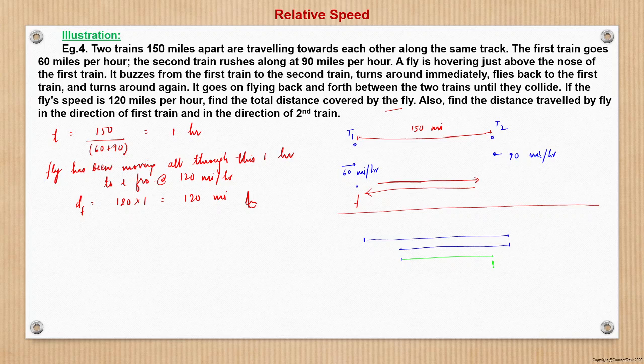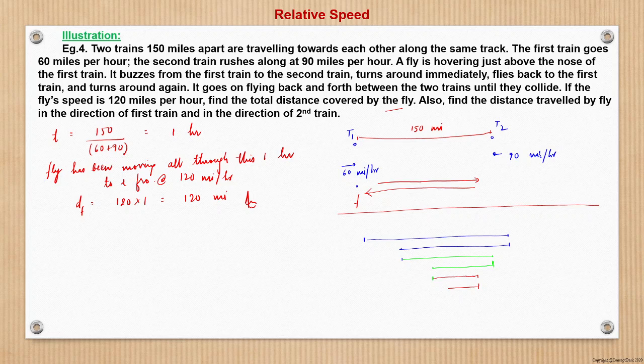From here it will again come back, and suppose it meets the first train for the second time here, right? From here it will again move towards the second train, and the second train hits the fly for the second time at this location. From here the fly will go. So this pattern will keep on following.